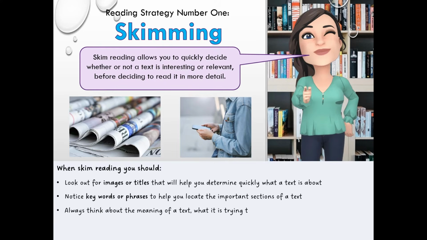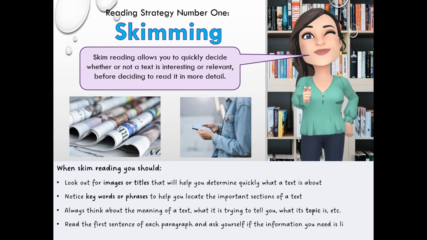And always think about the meaning of a text. What is it trying to tell you? What is its topic? It might be helpful to read the first sentence of each paragraph, and that way you can determine whether the information within each paragraph is relevant to you. It's important to remember you are not reading the text, you are simply looking over it to see what catches your eye.